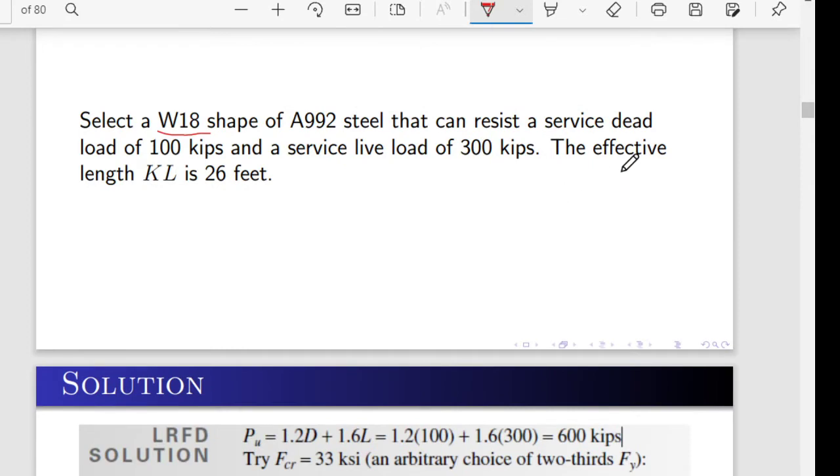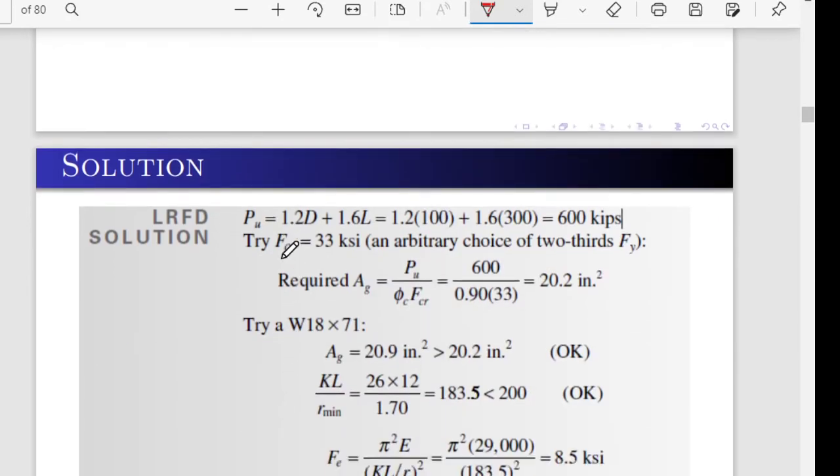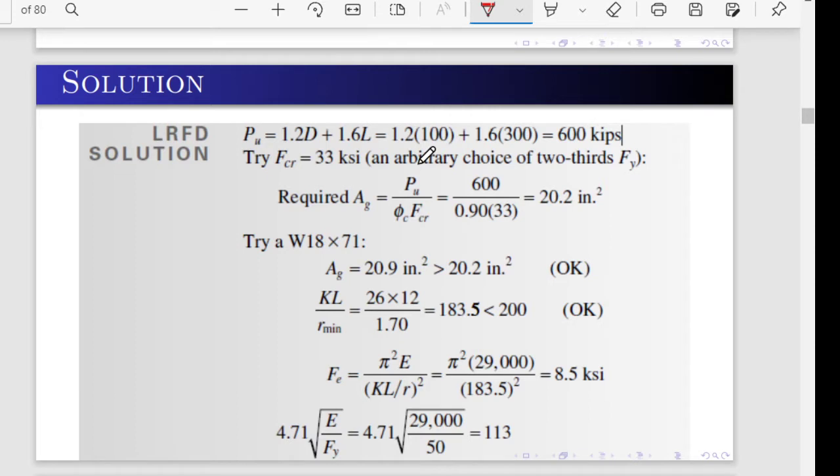First, we have to compute the factored load Pu. It is 1.2 dead load plus 1.6 live load. Using the given dead load and live load, the factored load is 600 kilopounds. Then we assume a value for the critical buckling stress, Fcr. Say the Fy, for A992 steel, Fy is 50 ksi.